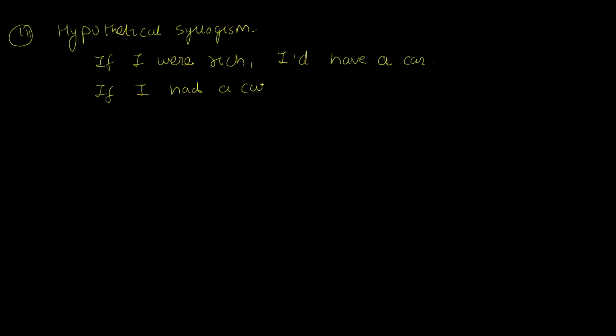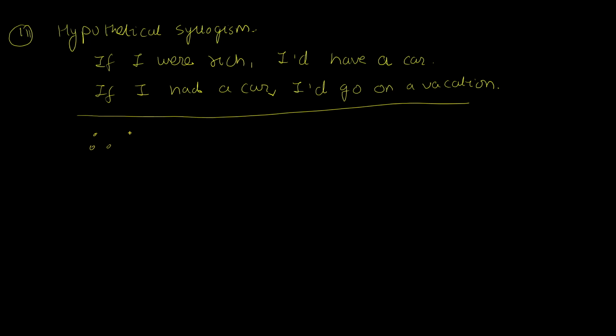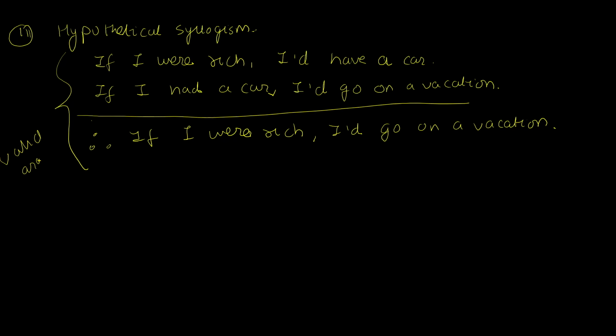Okay, next we'll look at the hypothetical syllogism. Let me write two propositions and a conclusion here to show you what I mean. Okay, so I've written this example here. If I were rich, I'd have a car. If I had a car, I'd go on a vacation. Therefore, if I were rich, I'd go on a vacation. Can I conclude this based on these two premises? I think you'd be able to see that this entire argument is a valid argument.